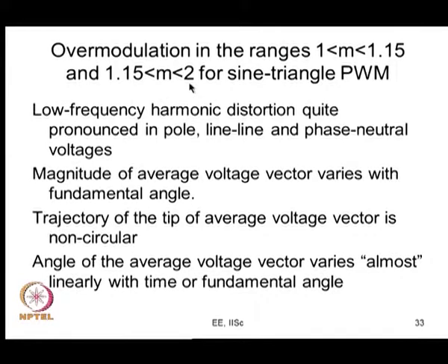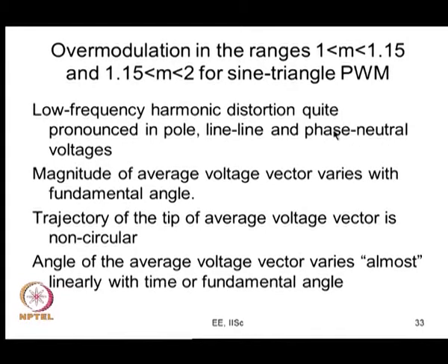So, these two ranges, if you look at, what do you see? You see that the low frequency distortion is quite pronounced in the inverter output voltage, be it pole voltage, line to line, or phase to neutral. The main difference is in the pole voltage you may have triplen components and phase to neutral you will not have; that is the essential difference.